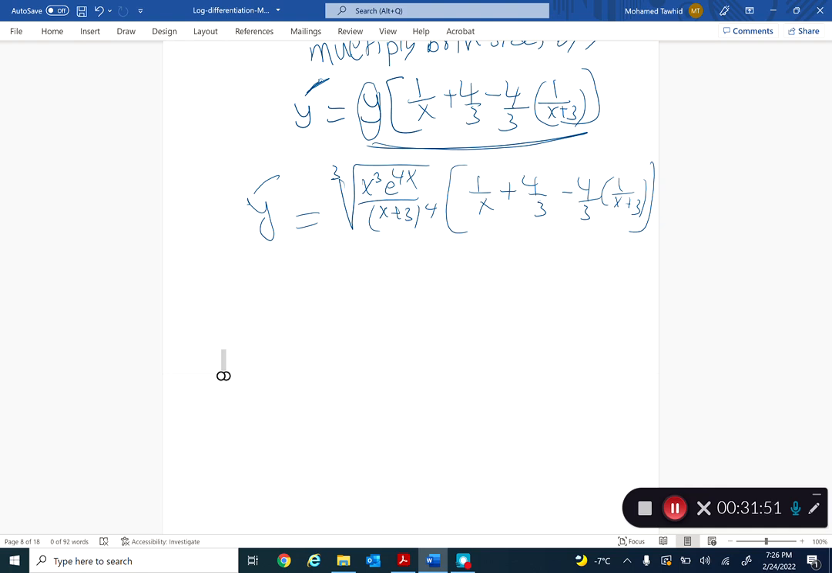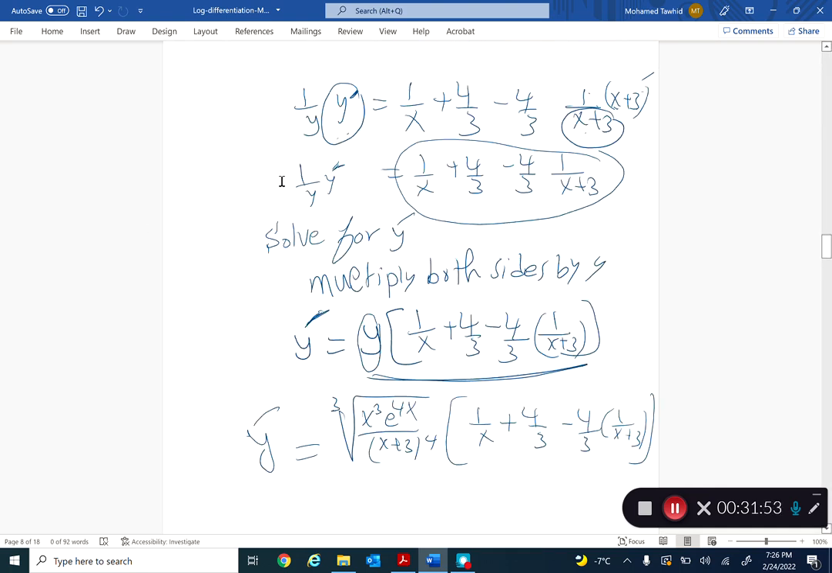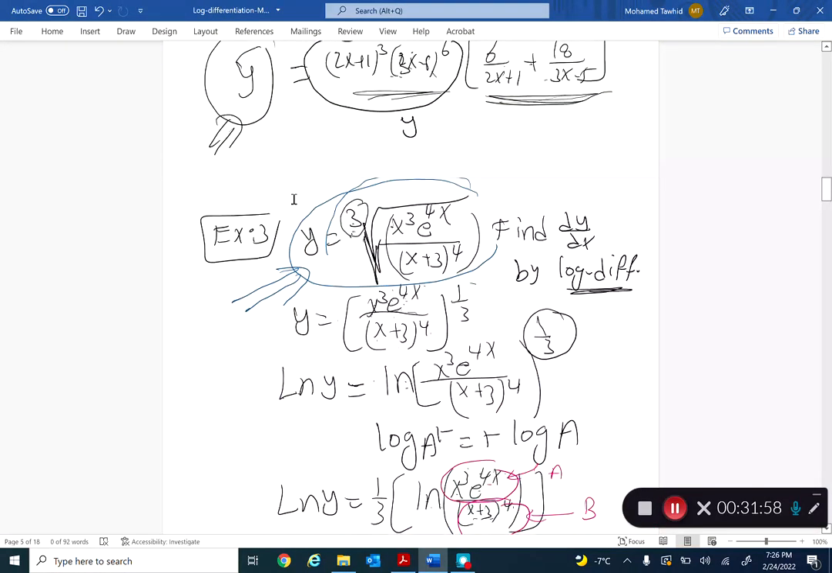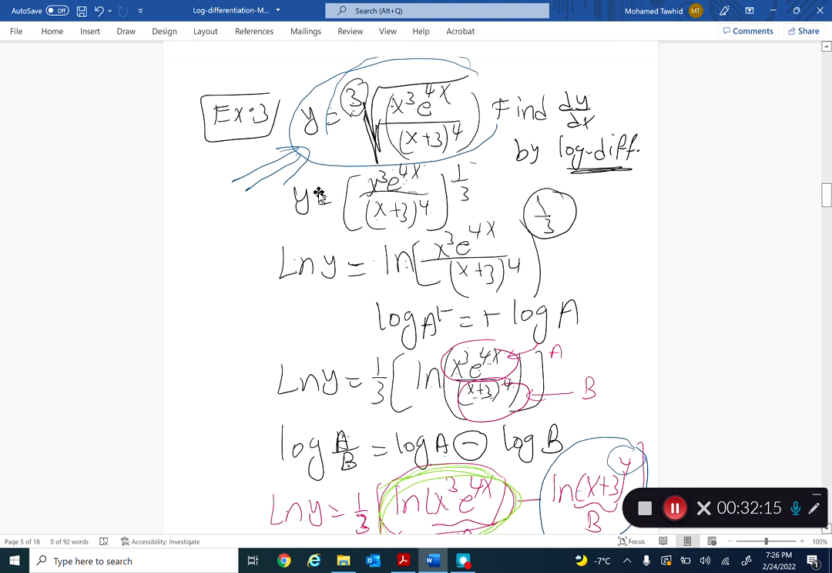All right, so let me summarize what I did so that you can follow the steps. Here it is a very complicated y. I need to figure out what dy/dx is, so I have to use log differentiation. I took log of both sides, and then I have to use the laws of log to simplify.